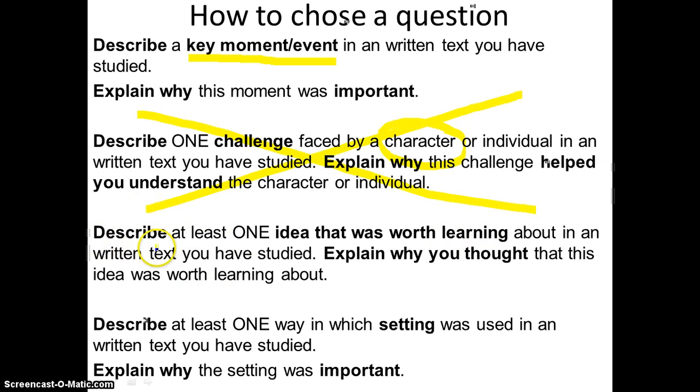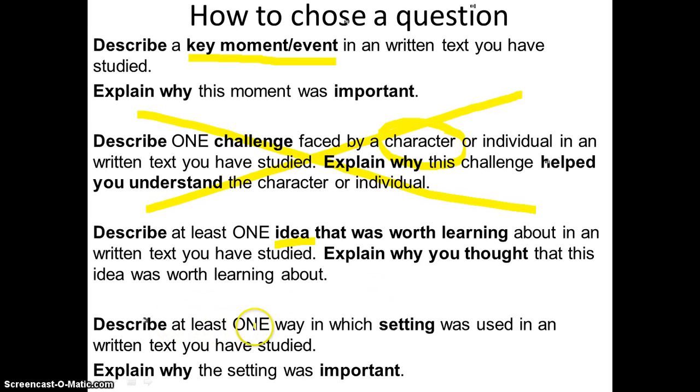Okay, next one. Describe at least one idea that was worth learning about in a written text you've studied. Explain why you thought that this idea was worth learning about. There's definitely one very key idea in this poem, and that is that it is not good to die for your country. That is what Wilfred Owen is saying. So again, this could be a good one to do, especially if you'd done this poem in class and you'd been taught all about the ideas in the poem.